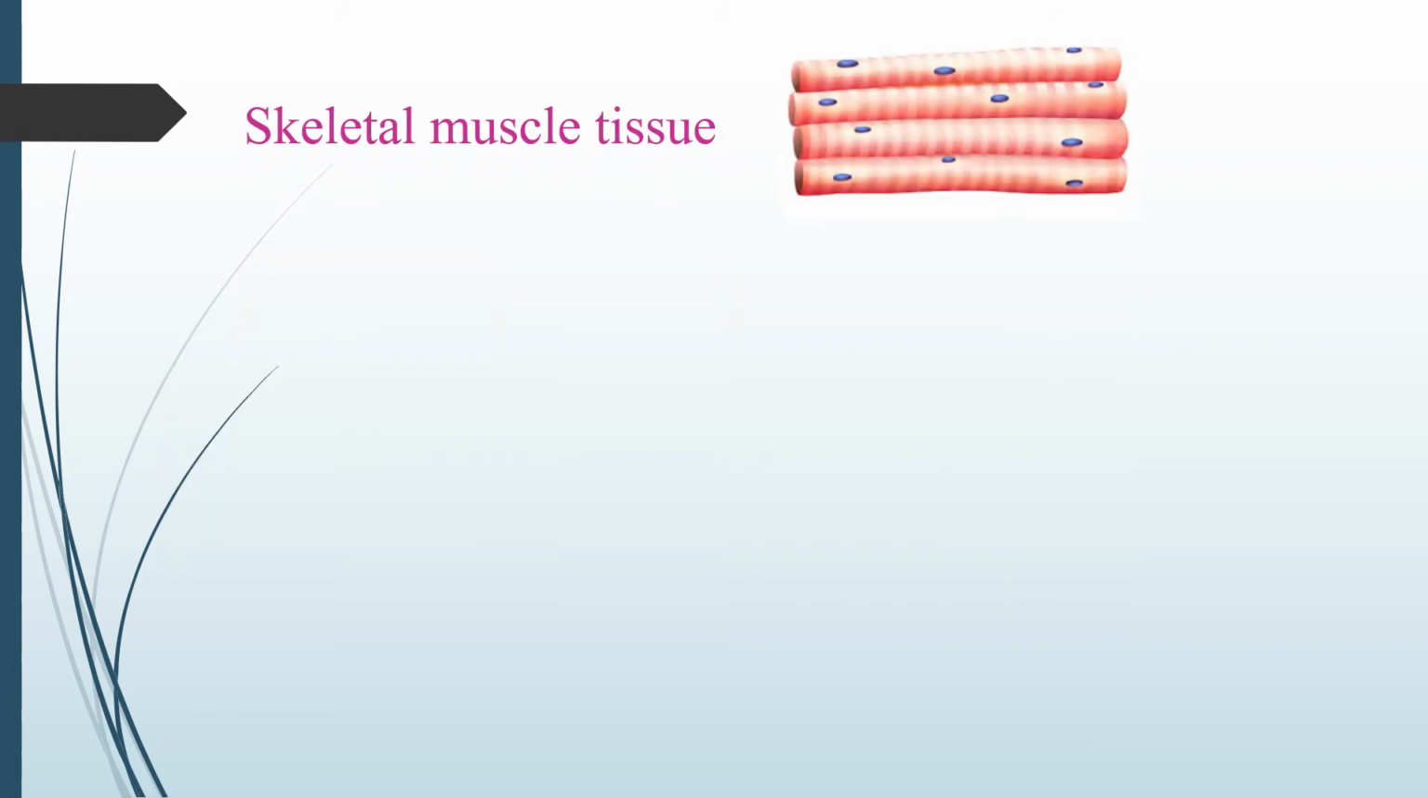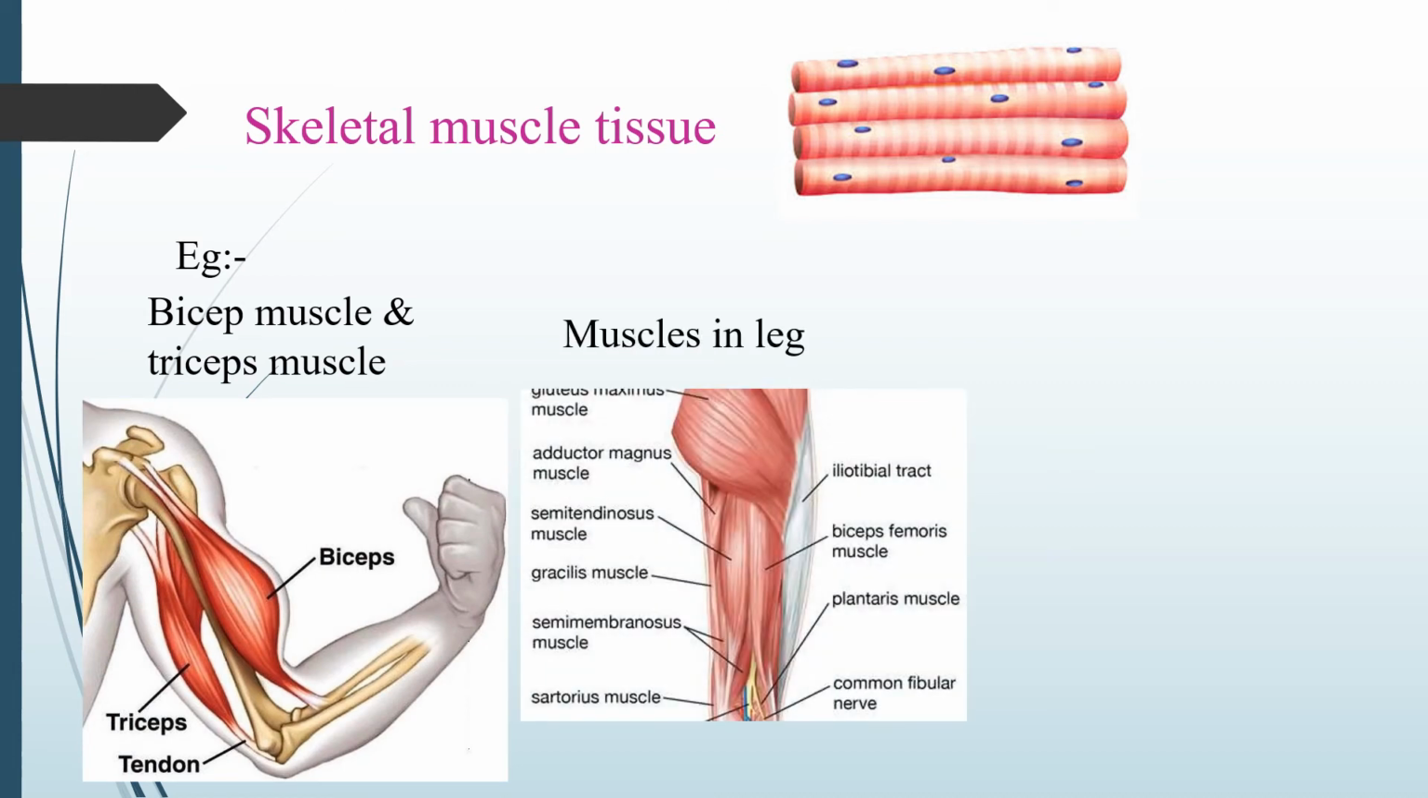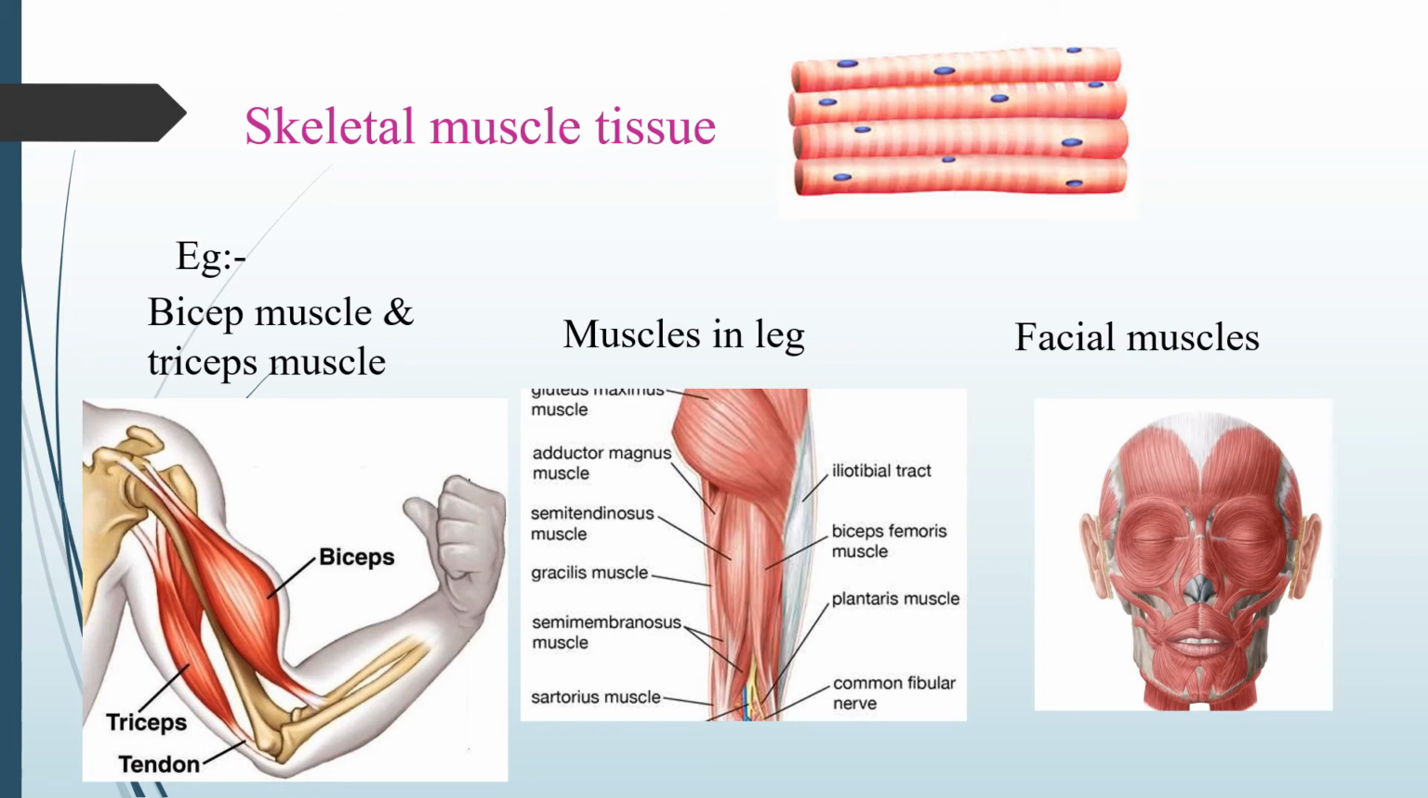The next muscle tissue type is skeletal muscle tissue. In this picture, you can observe the skeletal muscle. Examples: bicep muscle and tricep muscle of the hand, and muscles in the leg. Facial muscles are examples of skeletal muscle tissue.